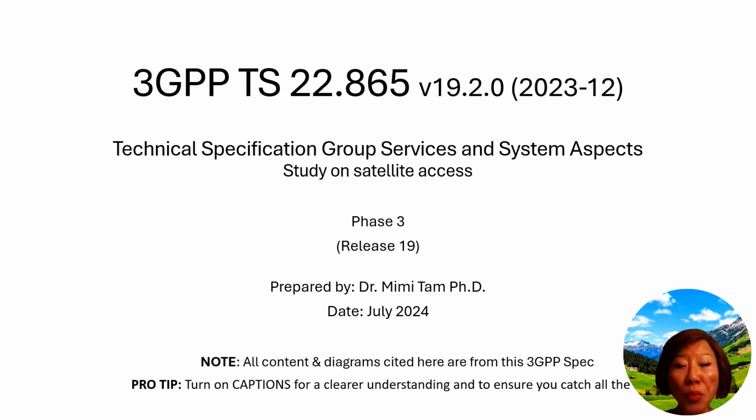This could involve improved efficiency in satellite terrestrial handovers, reduced latency in satellite communications, and better energy efficiency for satellite-connected devices. Lastly, Phase 3 typically addresses cross-functional system improvements, looking at how satellite integration affects various aspects of the 5G system as a whole, from core network operations to end-user experiences. This holistic approach ensures that satellite access becomes a seamless, integrated part of the 5G ecosystem.